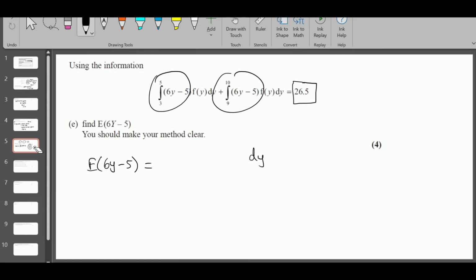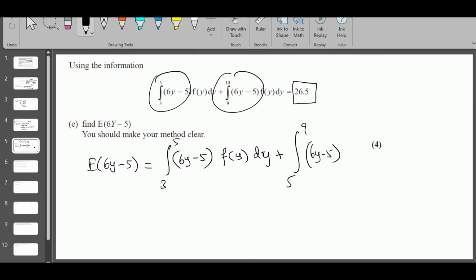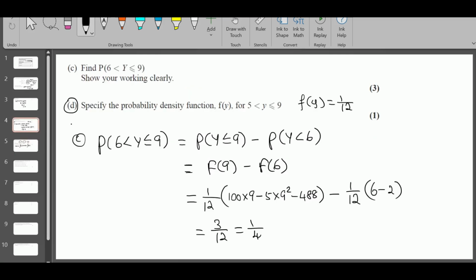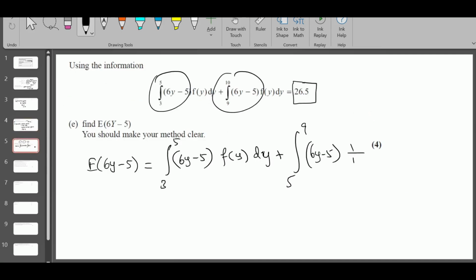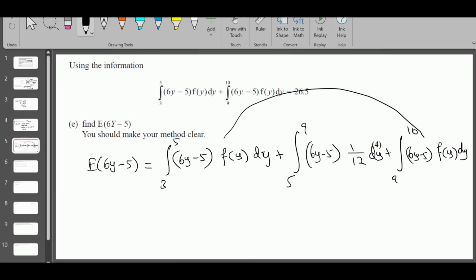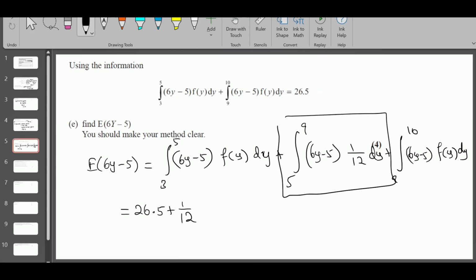So you can just write this as integral 3 to 5, 6y minus 5 f of y dy plus 5 to 9, 6y minus 5 f of y. From 5 to 9, that's what we calculated here, 1 over 12 dy, plus 9 to 10, 6y minus 5 f of y dy, right? But for these two, we are going to use this value. It's 26.5 plus, keep 1 over 12 outside. For this one, you need to integrate it.